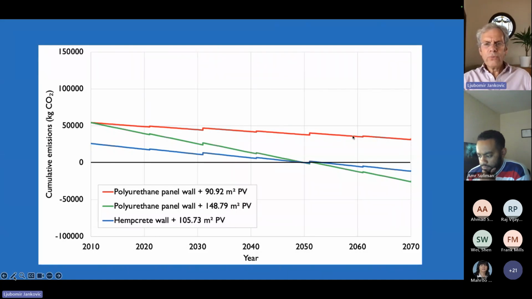PV on the roof, again, we're not going to ever reach zero emissions in this century, but in the case of conventional material, we are going to reach that by 2050 if we increase PV to 148.49 square meters. And with hempcrete wool, we're going to reach it again in 2050 if we increase solar PV to 105.7 rather than 90.92 square meters.